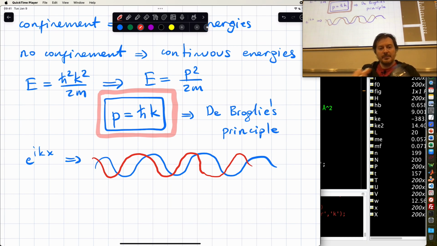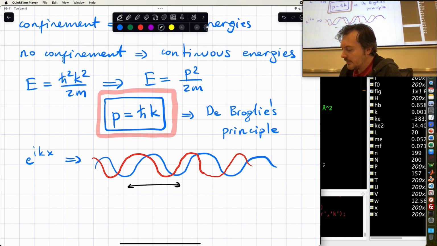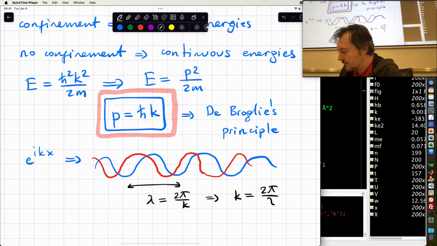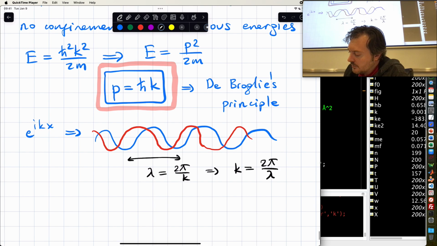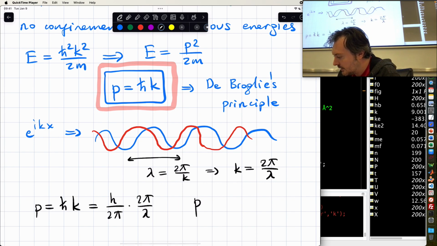Why is it de Broglie's principle? Because if you remember from the first lectures, those first lectures were really important. I hope you can see that now. Do you remember what this was? The wavelength? 2 pi over k, right? Or, more famously, k is 2 pi over lambda. Since p is equal to h bar k, it's basically h over 2 pi times 2 pi over lambda. So there you go. p is h over lambda. That's what de Broglie was postulating.